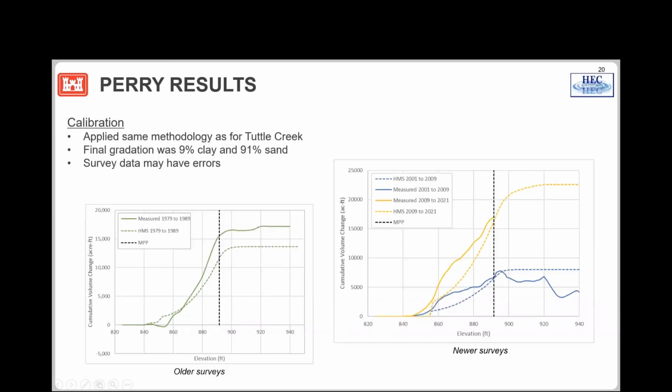For the Perry Lake calibration, we used 9% clay and 91% sand for the incoming gradation, and that's between the Perry and the Tuttle Creek models. The figure on the left shows the volume change for the older surveys, while the figure on the right shows the volume change for the newer surveys. And the model under predicted volume change for the first survey, but matches better for the final two surveys on this figure. It also under predicted deposition in the middle elevations of the lake, like it did for Tuttle Creek. But since we were most concerned about the multi-purpose elevation, this wouldn't affect the results of our study much.